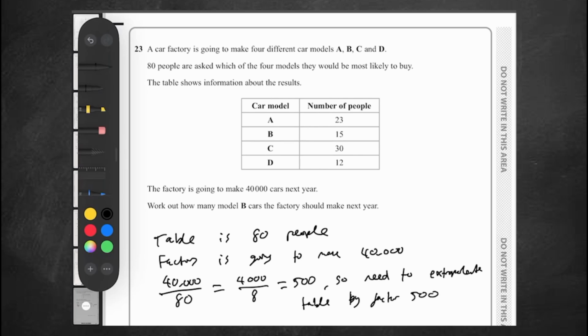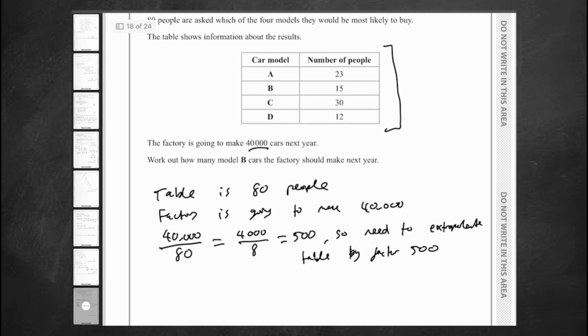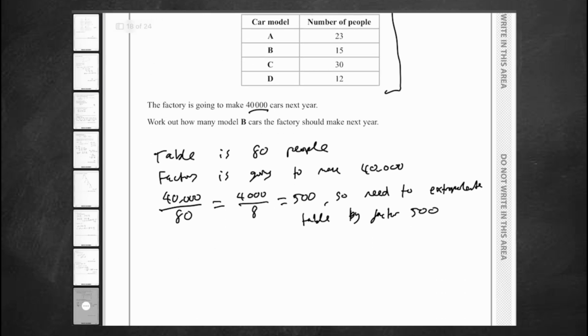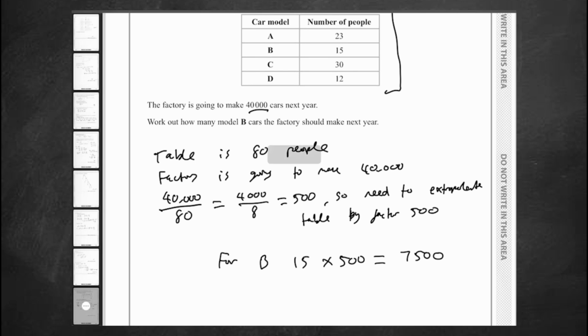So all we're doing is this table here represents only 80 people, but they want to scale it up to be 40,000. So we need to multiply all the numbers in the table by 500 to get to what it would be for 40,000 cars. So for B, that's going to be 15 times 500, which is going to be 7,500.